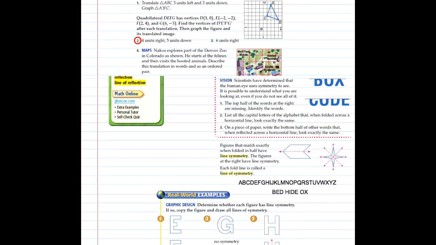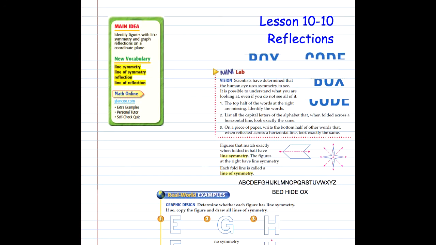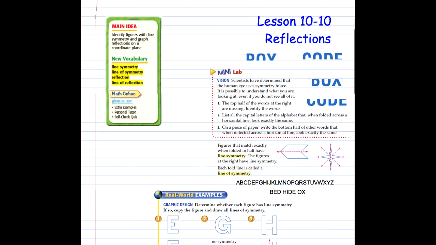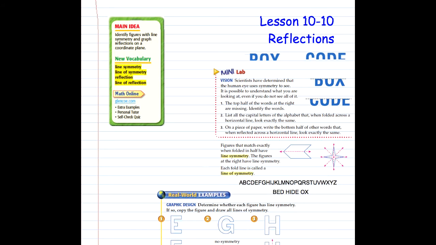Lesson 10:10. I'm going to do these 2 lessons together, is reflections. It says, scientists have determined that the human eye uses symmetry to see. It is possible to understand what you are looking at, even if you don't see all of it. The top half of the words at the right are missing. Identify the words. Fairly obviously, this is box, this is code.